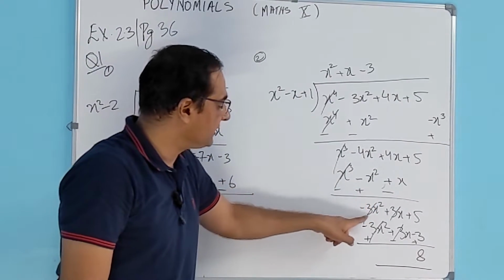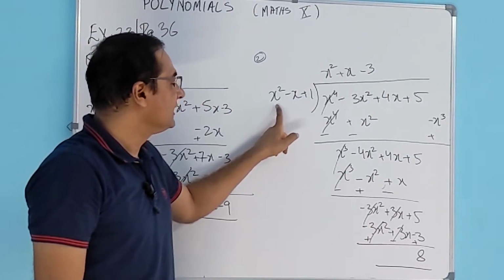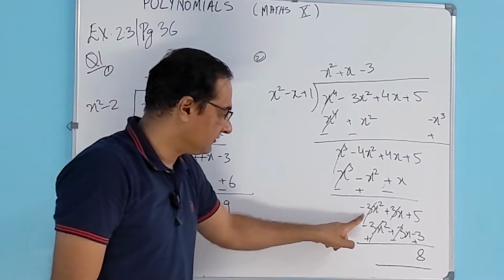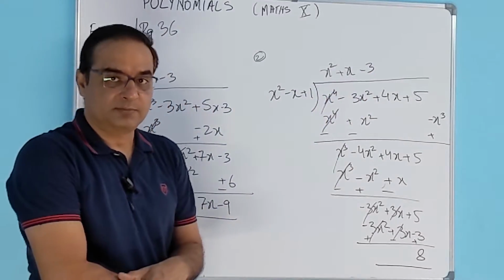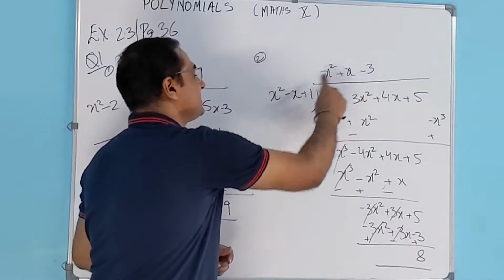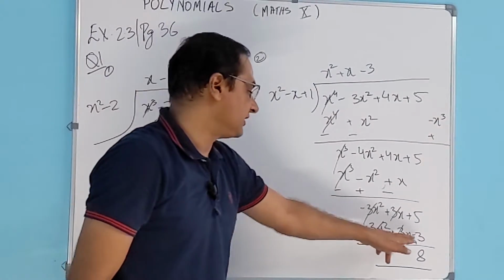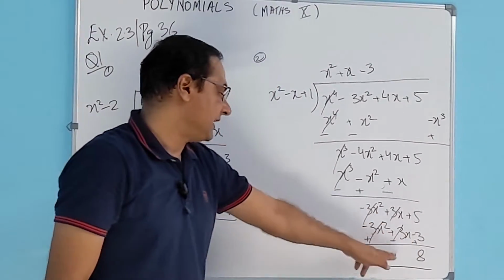So how to eliminate the first term? Using this one. If we multiply this by minus 3, we can get minus 3x square. So minus 3 becomes our next term in the quotient. Minus 3 multiplied by each of these terms, we write over here, and then we do subtraction, and the final result is 8.